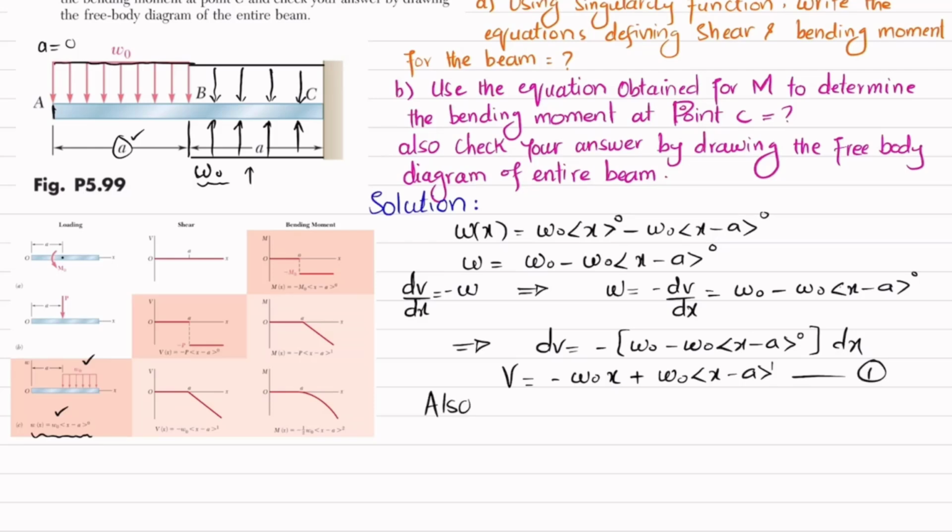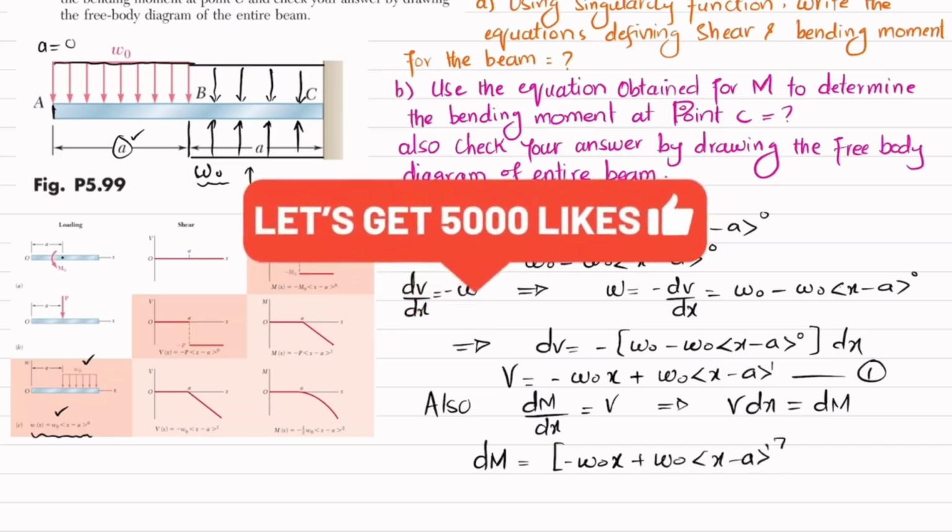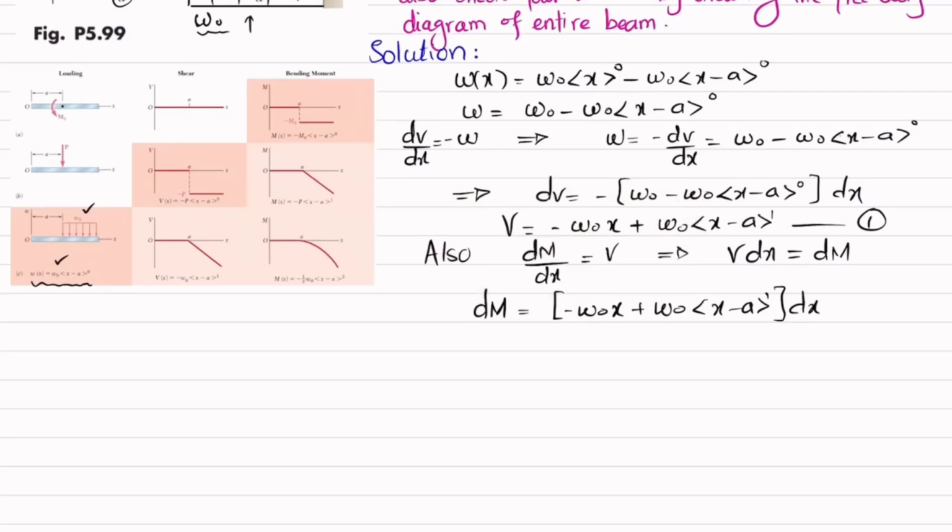Also, we know that dM over dx is equal to shear force. So from here, shear force into dx will be equal to dM. So I will write dM is equal to, this shear force equation, minus W naught x plus W naught into x minus a power 1, into dx. If you integrate it on both sides, you will get the equation of moment, which will be minus W naught x square divided by 2 plus W naught into x minus a power 2 divided by 2. Clear? And this will be the equation of moment. This is one method you can get the equation of shear force and bending moment.